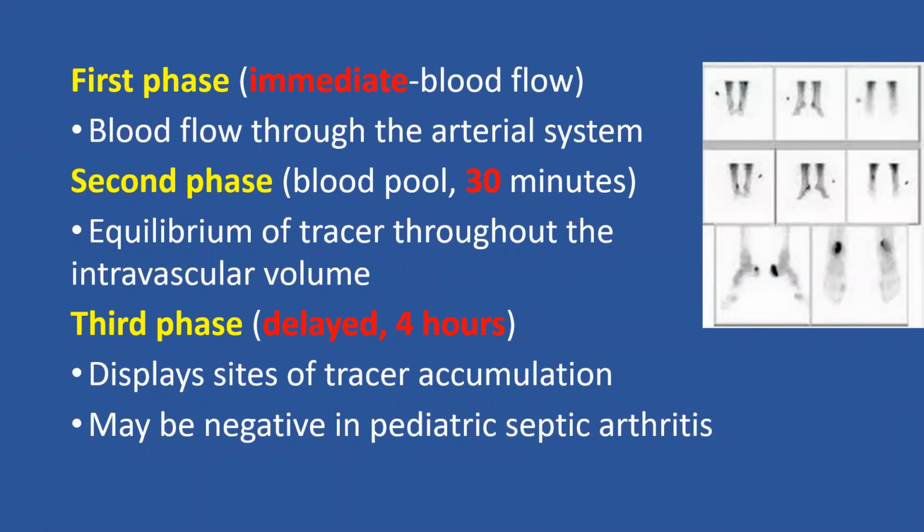The first phase is when you inject this radioactive pharmaceutical and the blood flow goes to the area. It is the arterial phase. The second phase is the pooling phase, the venous phase, which occurs 30 minutes later. And finally, the third phase, which we take after 4 hours, and this is the final localized area.